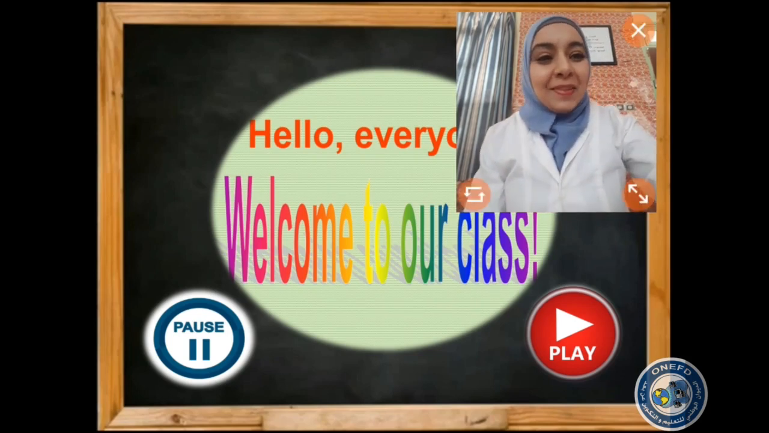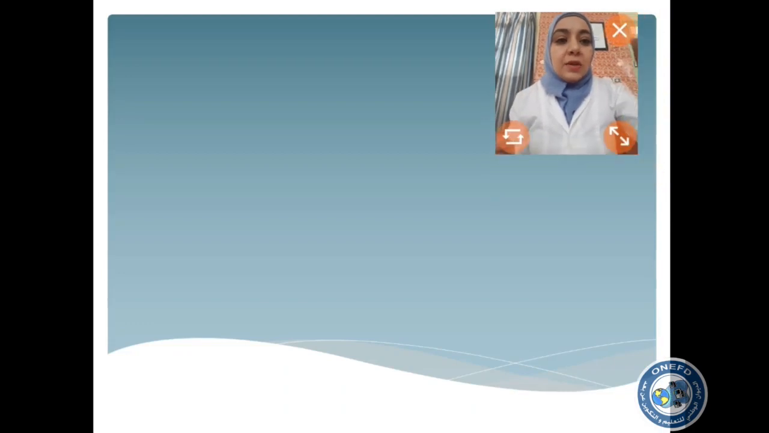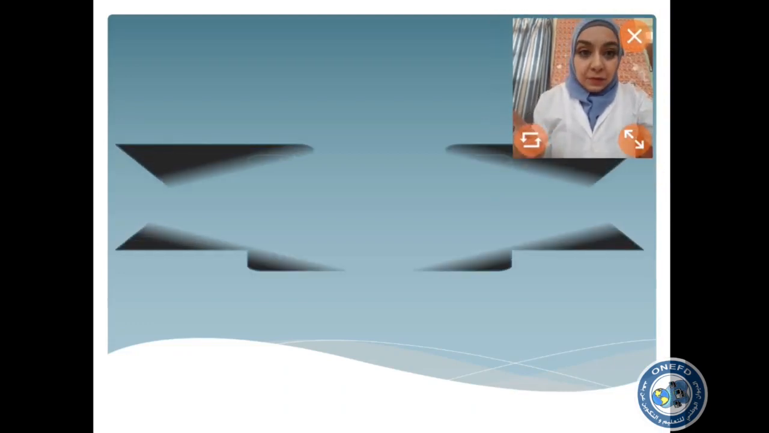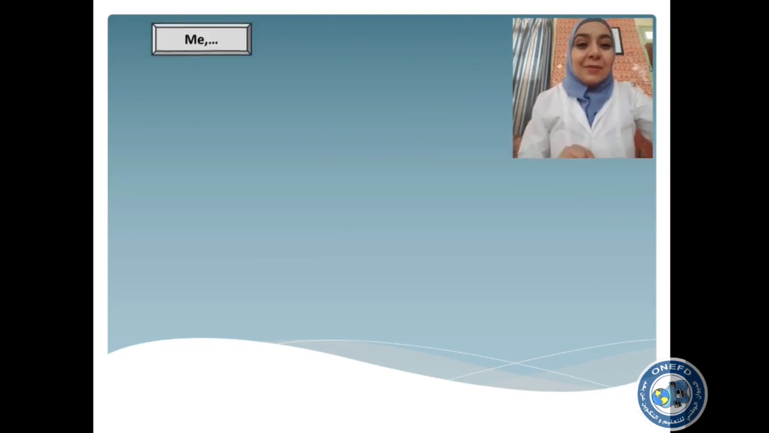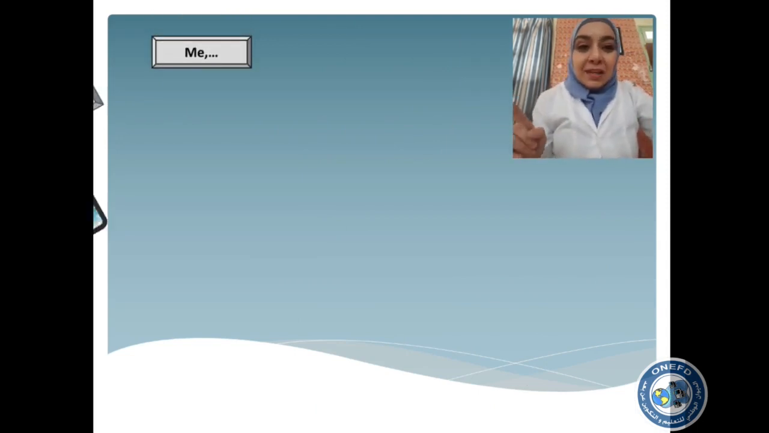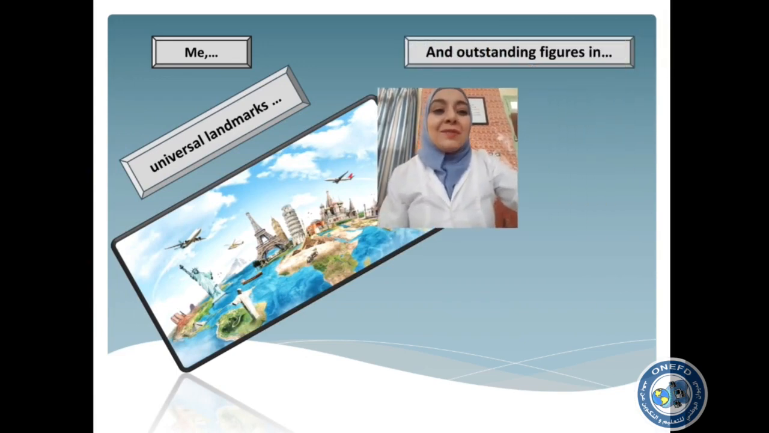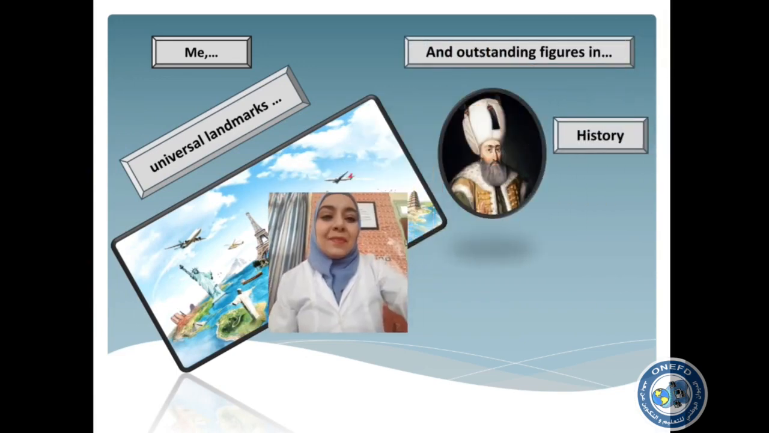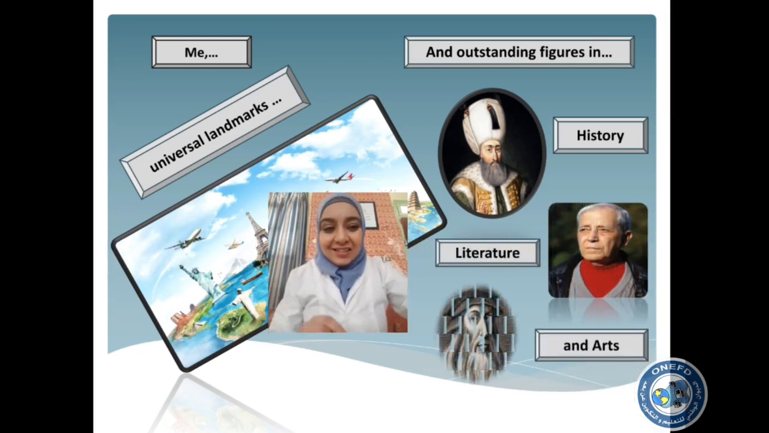Okay, good. Let's see what is our lesson today. We are still with the sequence 1. Now you know the title of the sequence. We have explained it last time. Universal landmarks and outstanding figures in history, riches, literature, and arts.